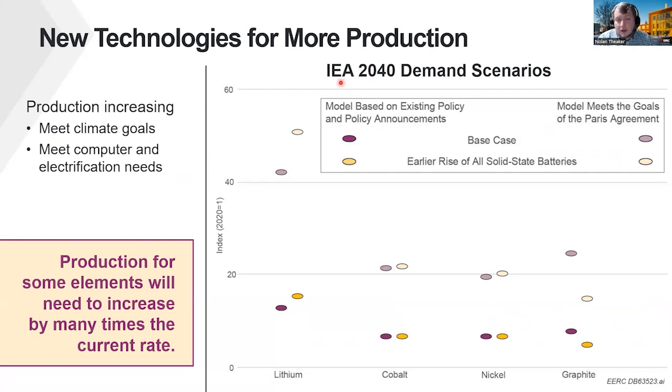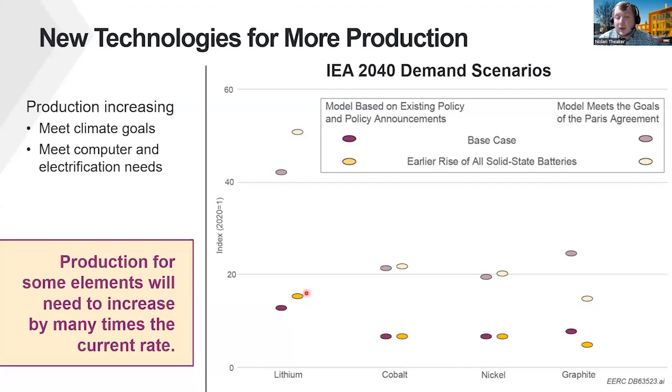And what this IEA report, the International Energy Agency report, says is by 2040, with just the base case, assuming everyone around the world is going to do what they say they're going to do for climate reasons, we need 15 times more lithium produced by 2040 than we do today.